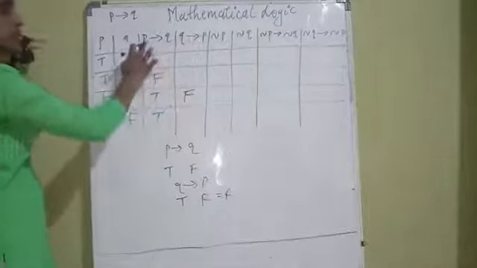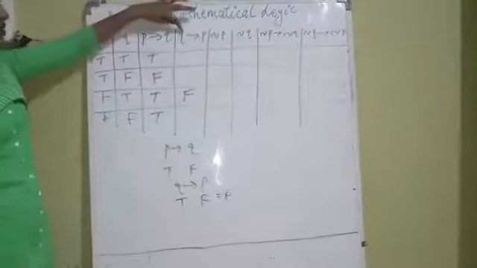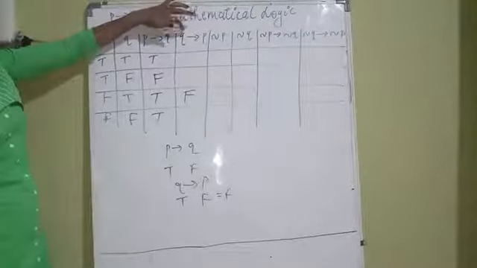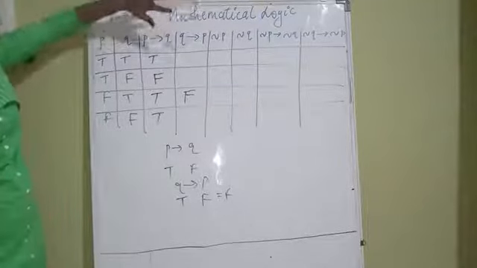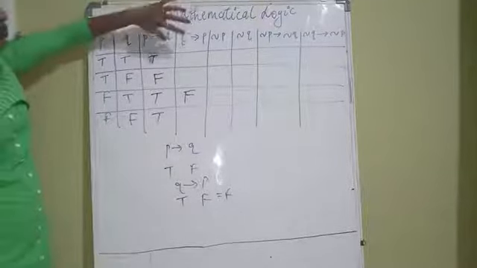Then only we can write P implies Q. Okay, what is the first? First we have to check the value of that. Now this arrow is going like this, so first this value, next this. Now true implication means true, false, false.